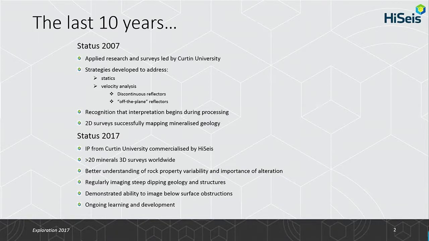We've been regularly imaging steep geology, which I think goes against a lot of people's conventional wisdom that seismic's not useful in steeply dipping geology and looking for steeply dipping features. We've demonstrated the ability to image beneath obstructions on the surface, very important in mine environments, working around open pits, tailings dams, mine infrastructure. But it's still early days in the use of seismic in the hard rock minerals environment, and we're learning with every survey that we do.